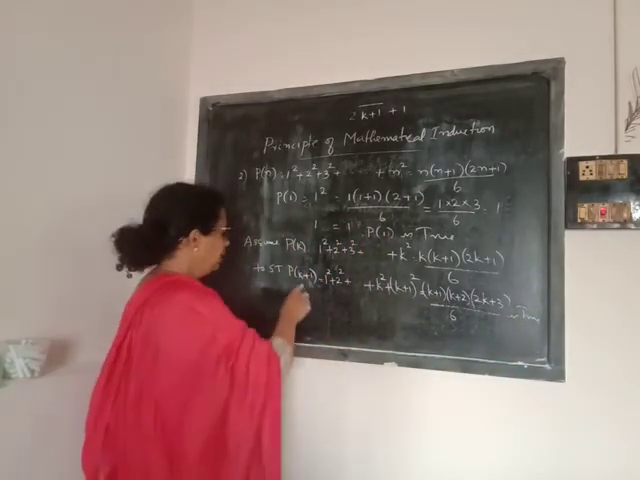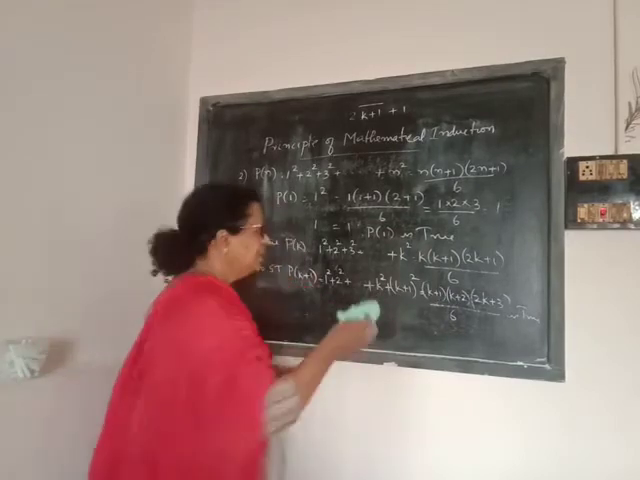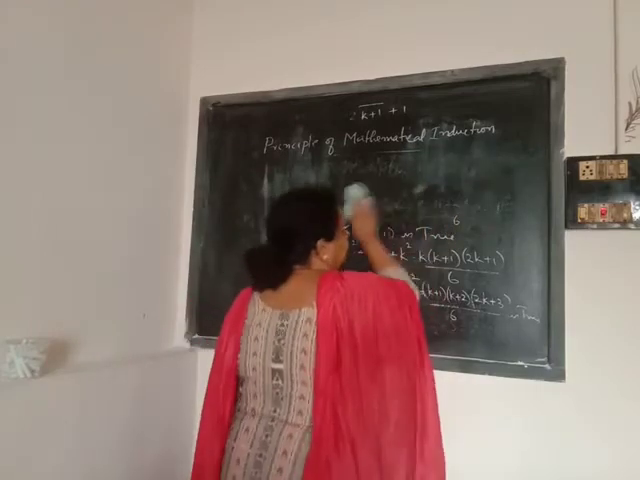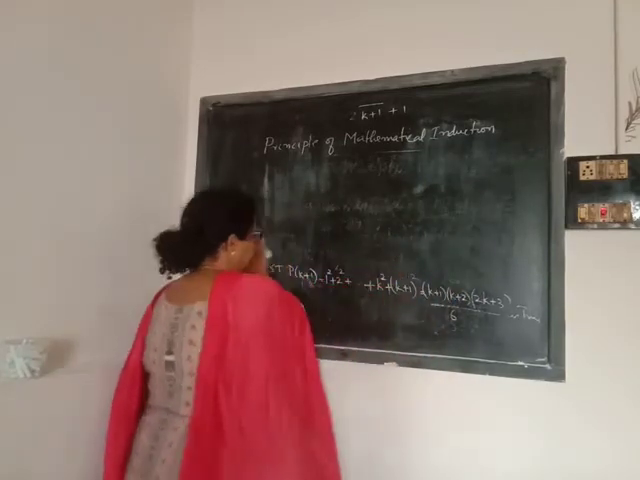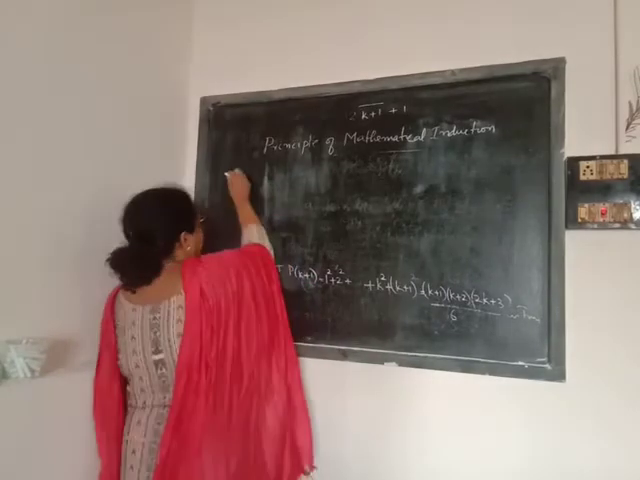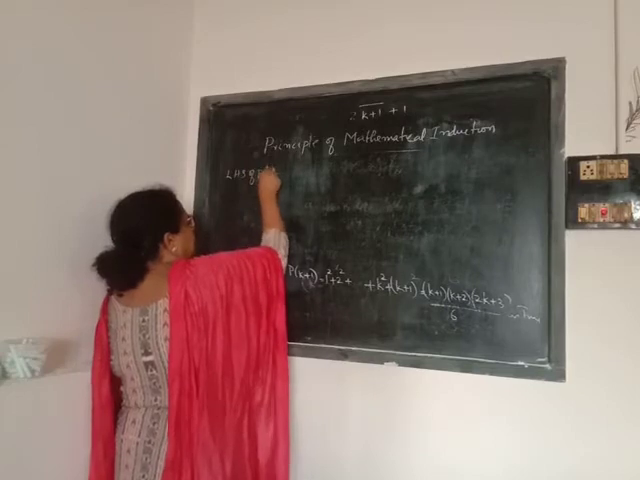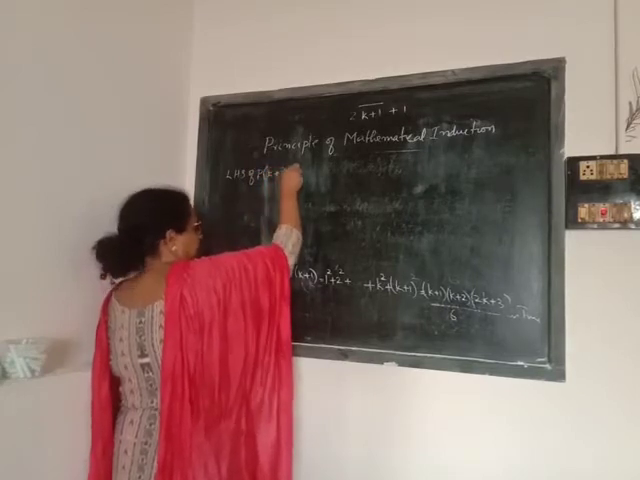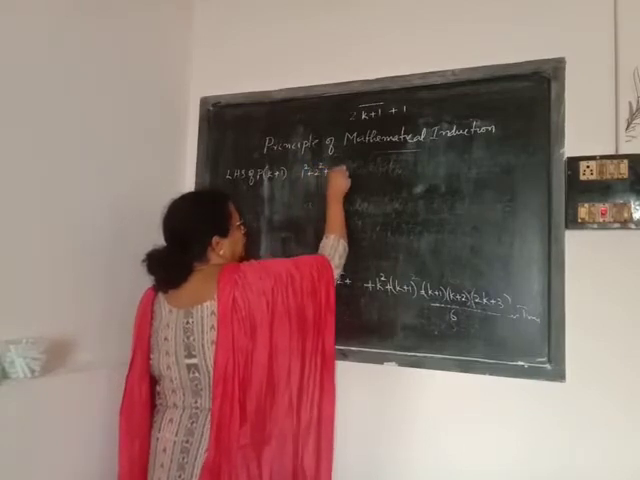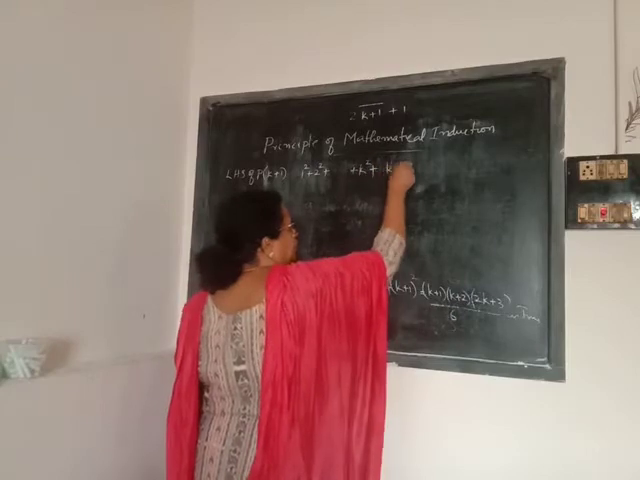Okay, now our task is to prove P of k plus 1. There only we need simplification. So how to do P of k plus 1? Take LHS of P of k plus 1. What is LHS of P of k plus 1? It is 1 squared plus 2 squared plus etc., plus k squared plus k plus 1 whole squared.